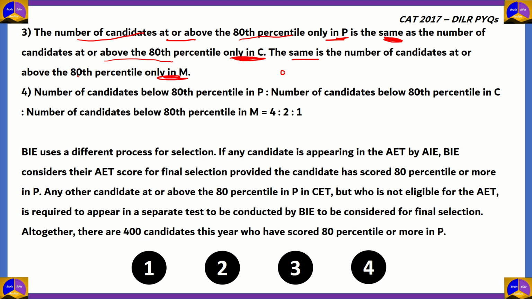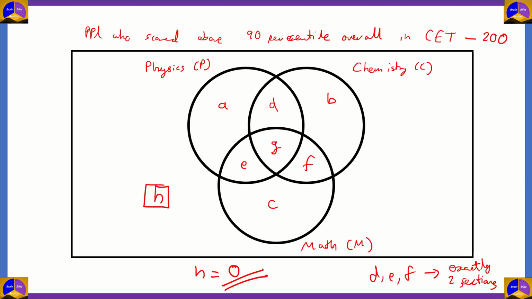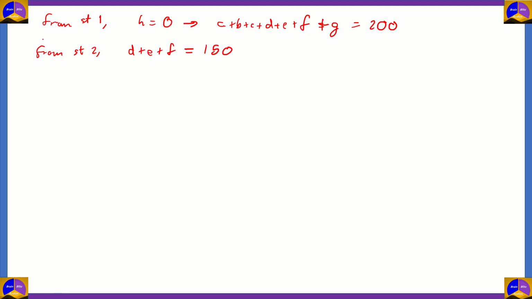So what does that mean? That means candidates who scored above the 80th percentile in only P is equal to the number of candidates who scored the same in only chemistry, which is also equal to the number of candidates who did the same only in math. So if we look at it, A, B, and C represent exactly 1 section. So according to statement 3, the number of people who have scored 80th percentile and above in exactly 1 subject is equal across the 3 subjects, which means A equals B equals C.